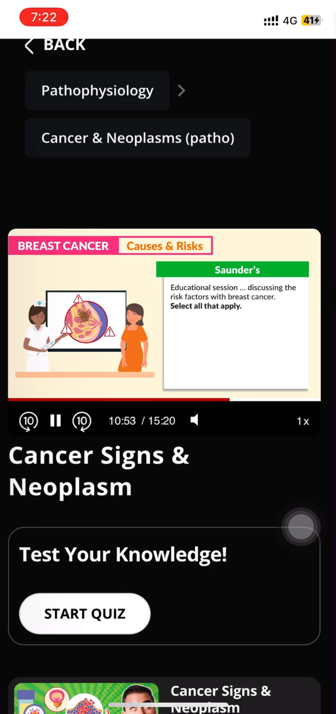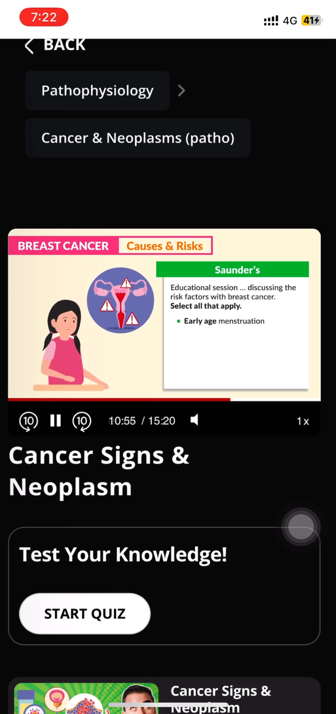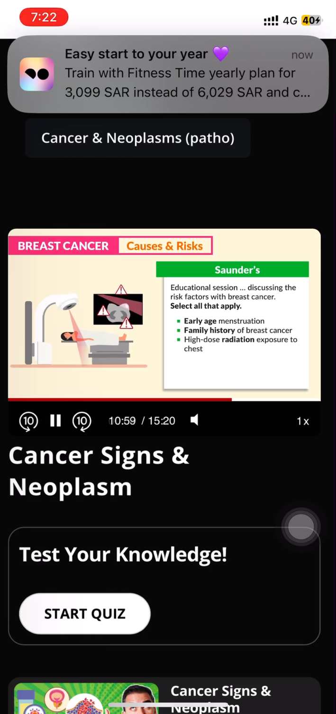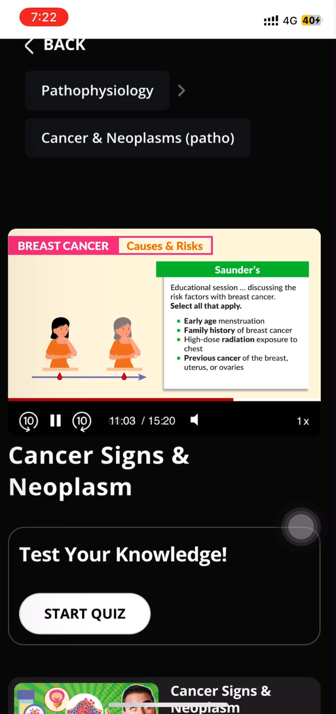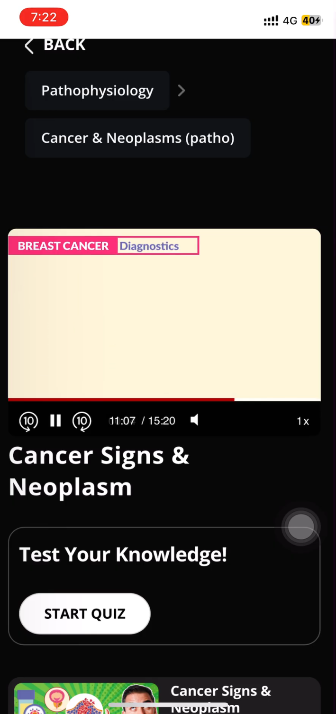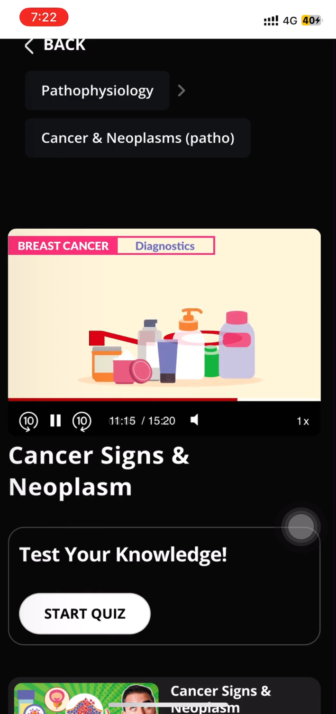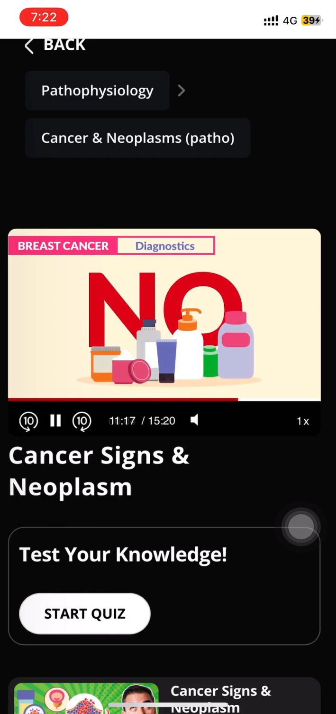Select all that apply. Early age menstruation, family history of breast cancer, high doses of radiation exposure to the chest, and previous cancer of the breast, uterus, or ovaries. Now for diagnostics, mammograms are essential for high-risk patients. They're done every year, aka annually. So no powders or lotions or perfumes before this test.